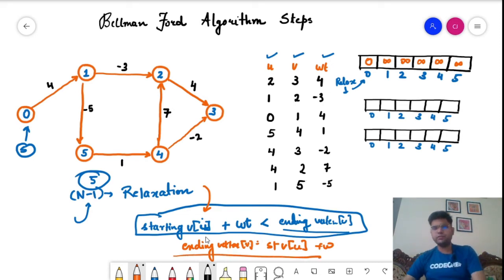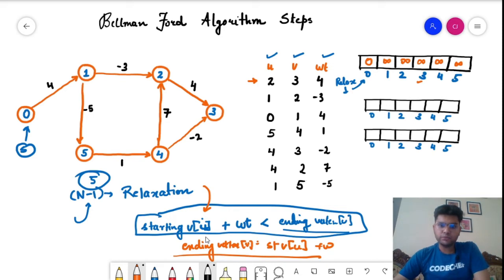So let's see how we can do this. Let's start with the first edge, that is 2 and 3. What is the weight of the starting vertex? That is 2, this is the starting vertex. Initially the weight of 2 is infinity. Infinity plus 4 is less than the weight of 3? What is the weight of 3? That is also infinity. We are adding something to infinity, which means a bigger value, so the condition is not true and we will not update it.